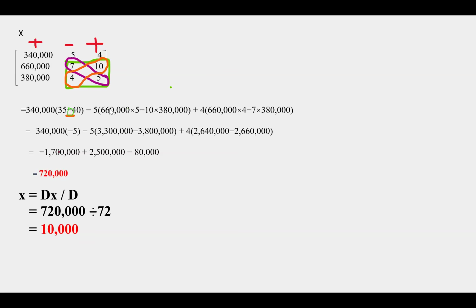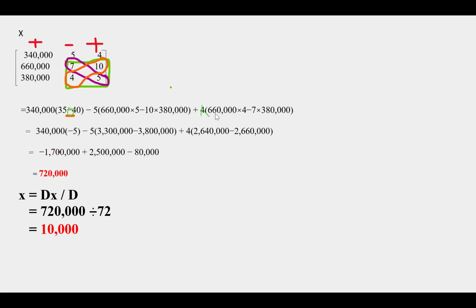Then here we have negative 5 into brackets, 660 times 5 minus 10 times 380,000, close bracket. So 660 times 5 is 3,300,000 minus the 3,800,000, which is from multiplying 10 times the 380,000. Now we're going to subtract these values and then multiply them by the negative 5. Remember, the 5 is negative because of the symbol above it. So from that, we're going to get our answer as 2,500,000 Uganda shillings.